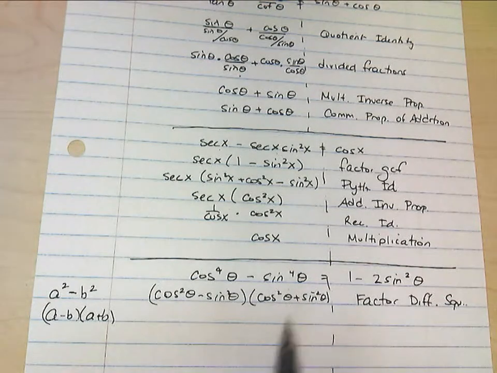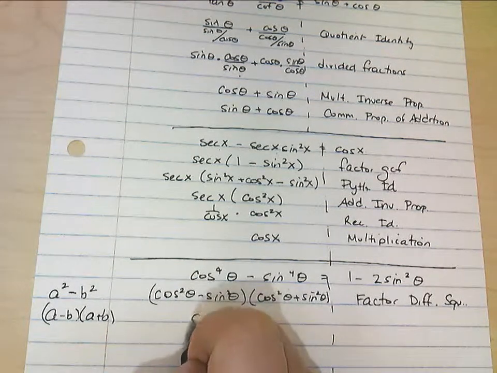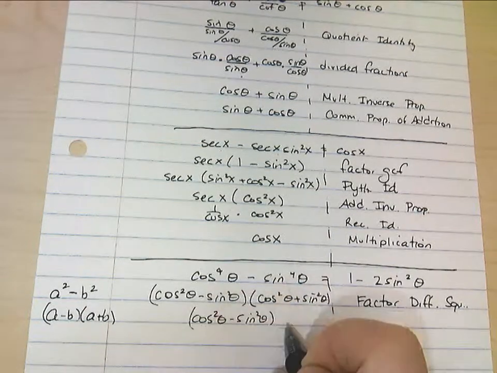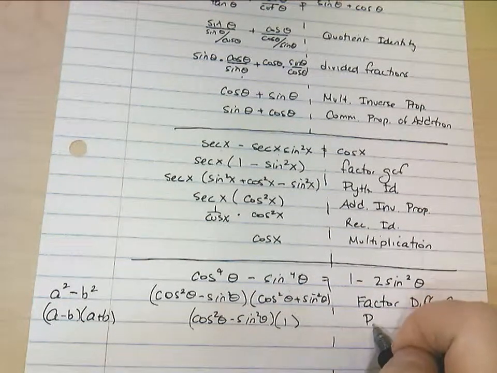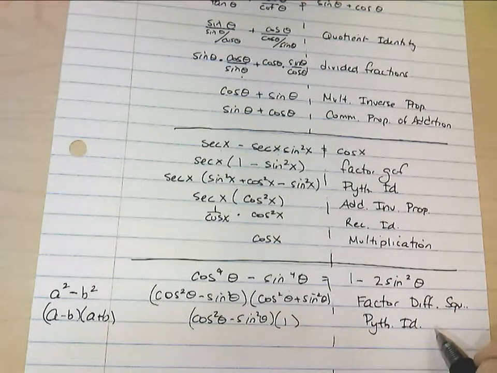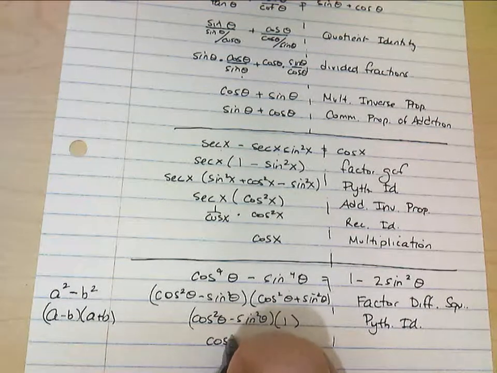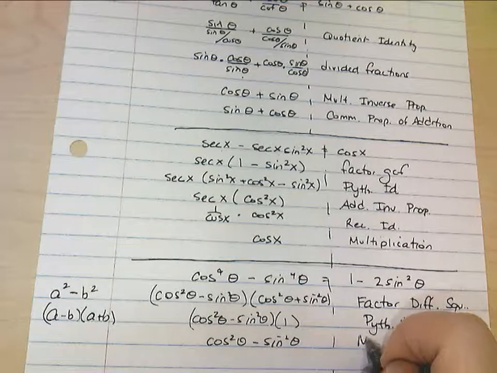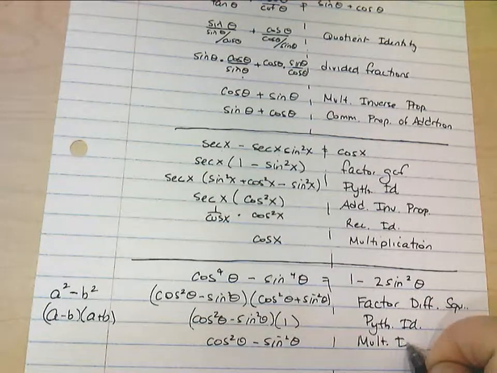Cosine squared theta plus sine squared theta is the same thing as sine squared theta plus cosine squared theta, and that's equal to 1. So I've got cosine squared theta minus sine squared theta multiplied by 1 using the Pythagorean identity. When I multiply anything by 1, it's itself. So I'd have cosine squared theta minus sine squared theta, and that's the multiplicative identity property.